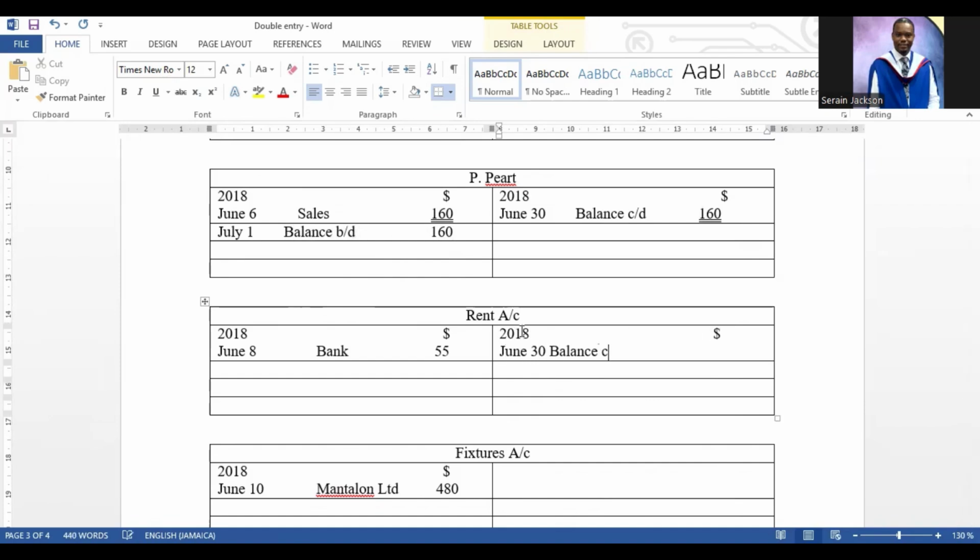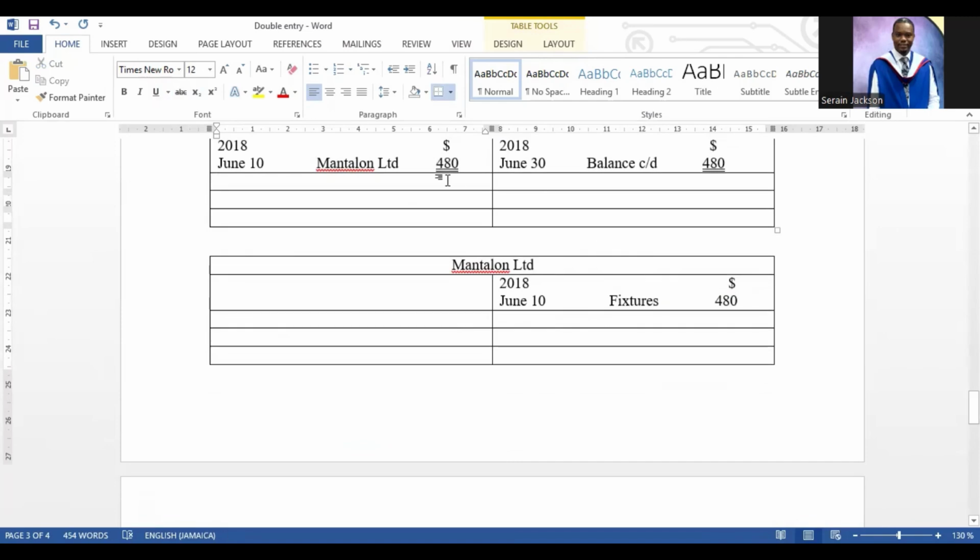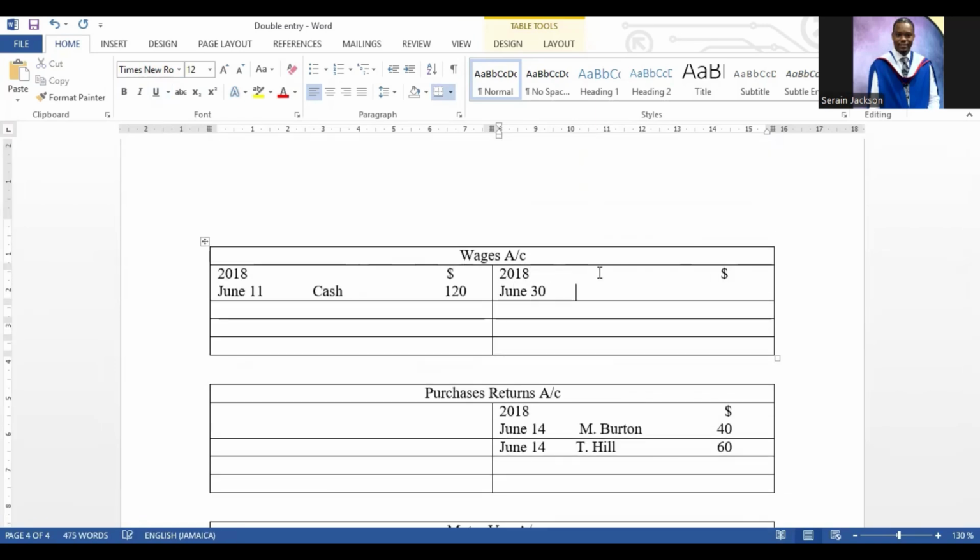Rent is an expense account which also carries a debit balance, and so you will find that the balance brought down is on the debit side. Fixtures is a fixed asset account, and the same principle applies to fixtures. Matalan Limited would be a creditor because we bought the fixtures from him on credit, so his account would carry a credit balance. Wages is an expense account, carries a debit balance, so the balance BD is on the debit side.